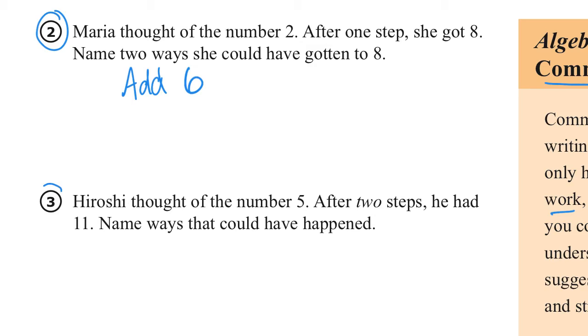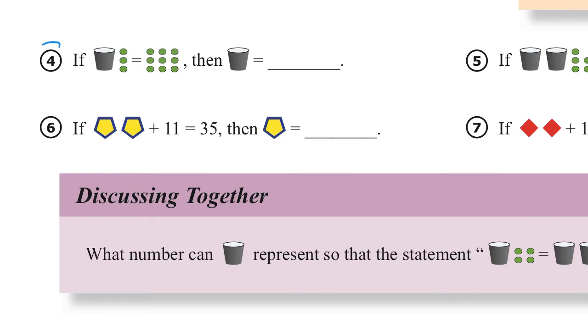And number 3, Hiroshi thought of the number 5. After 2 steps, he had 11. Name 2 ways that could have happened. Well, one way could be that he maybe multiplied by 2, because that would get him 10. And then he could have added 1 to get to 11. Find another way that could have happened. Start again when you're ready. Okay, on to number 4 here.